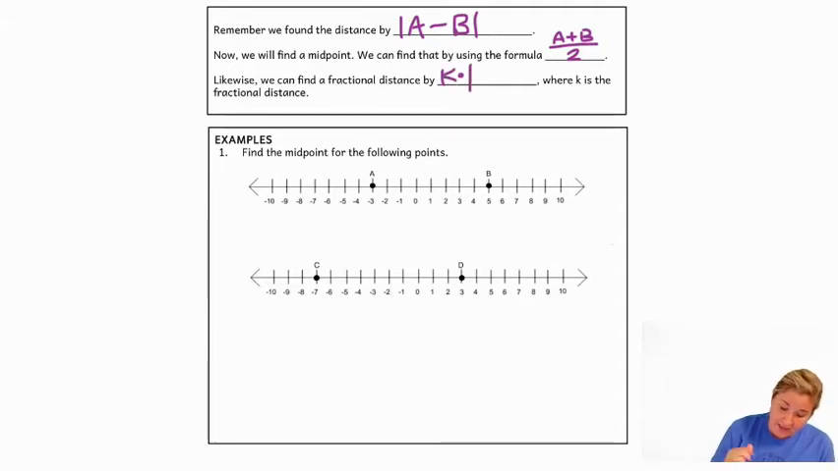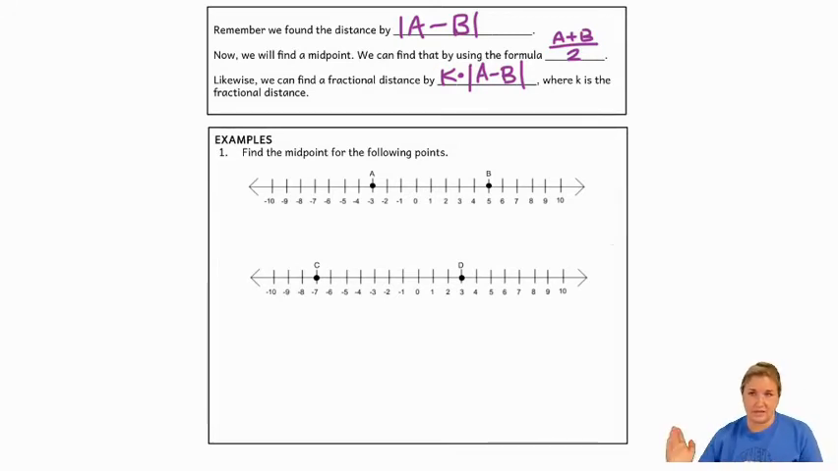So then we're going to find the fractional distance by taking K, and we're going to multiply that by the absolute value of the distance there. So that's going to be A minus B. And so we're going to multiply that by there, and then we'll have to see where that fractional distance needs to end up at, because sometimes it takes us to the wrong place. So we just want to make sure we're there. And then K is a fractional distance.